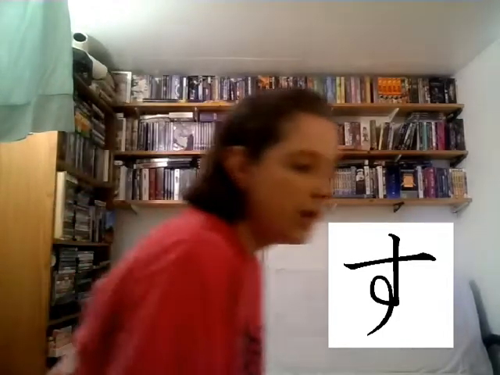So this is what su looks like. Now, it's kind of a T shape, has the loop in it, and it hooks backwards instead of out. So, pretty easy to remember character, especially when you use it 500 times. So that's su.